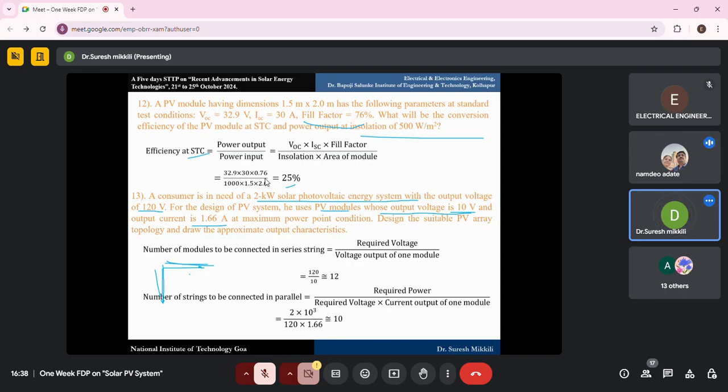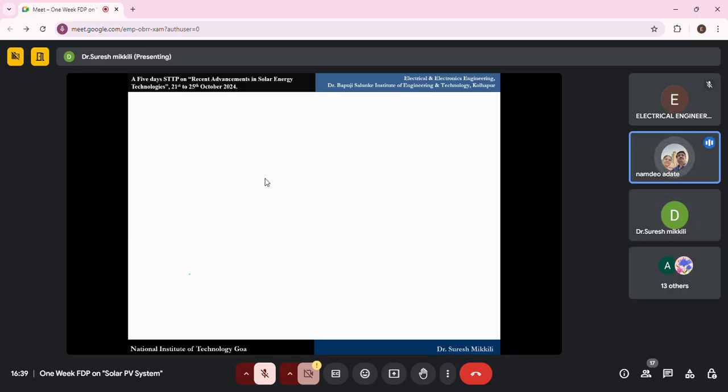Is it okay? Yes. Total voltage into total current will also give you the same. Either way you can calculate. Is it fine? Yes. Very nice example, sir.